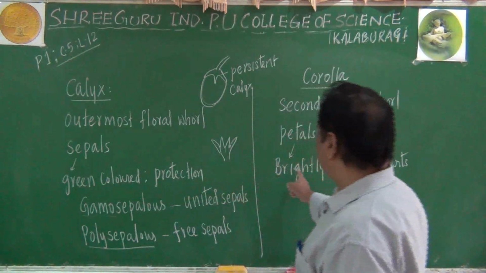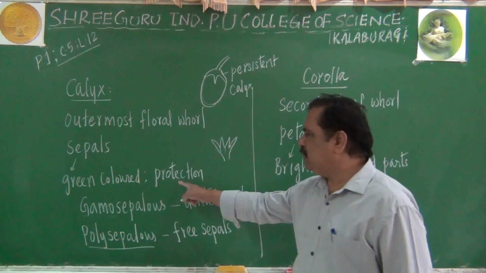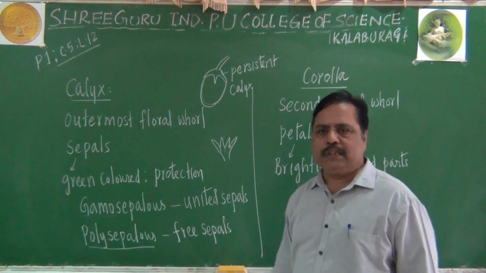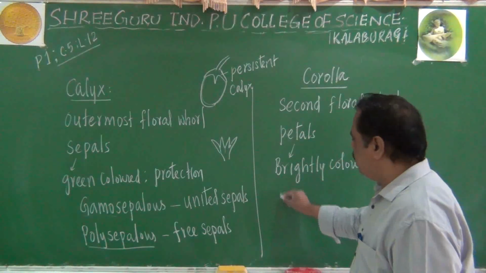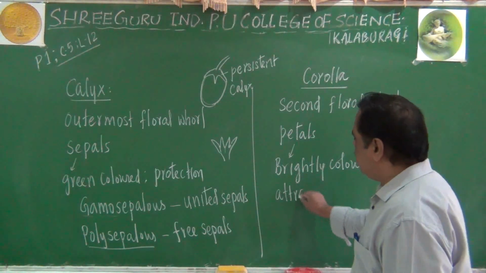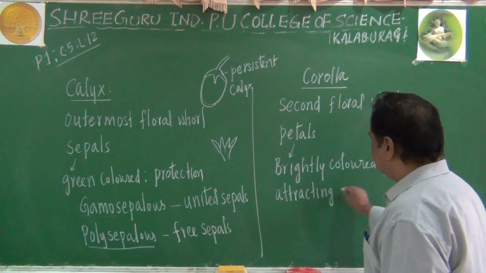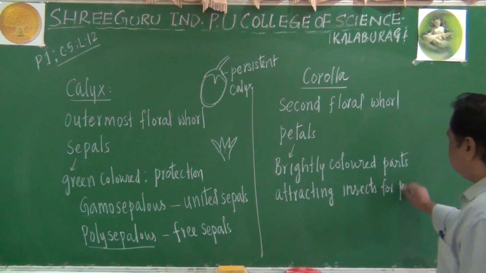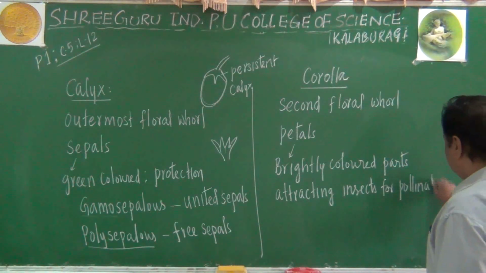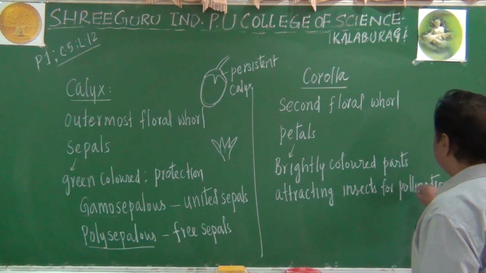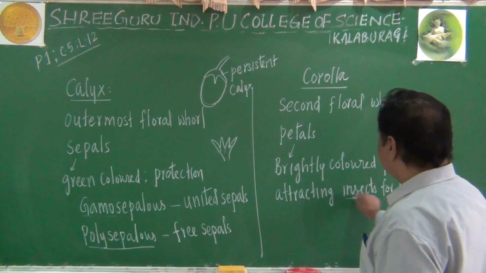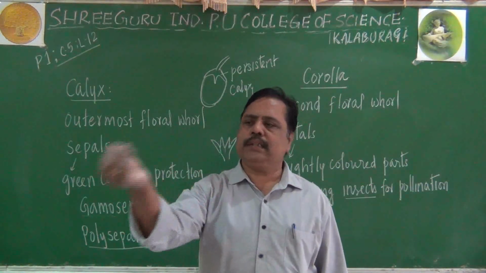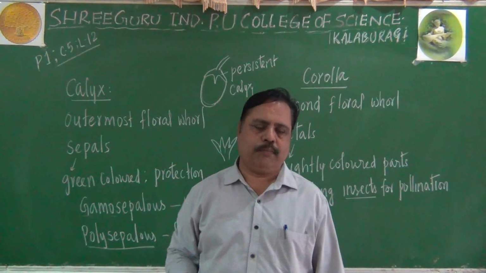What is the function of this corolla? While the calyx is meant for protection, what is the work of the corolla? What is the work of petals? Petals are responsible for attracting insects, for pollination. You might have heard this word, pollination. Insects are helpful for pollination, transferring pollen grains from one flower to another flower.